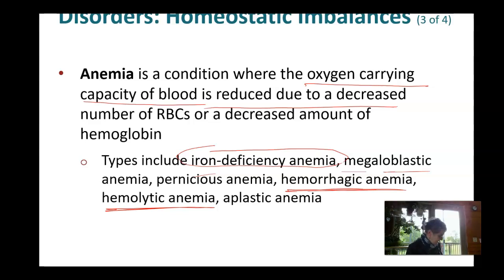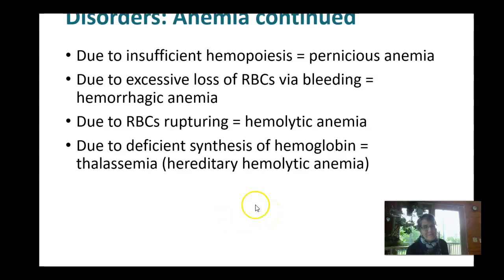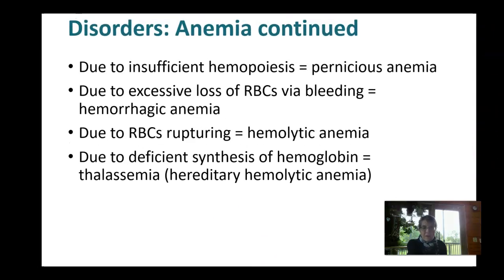So what is aplastic anemia? Aplastic anemia is when your red bone marrow is being destroyed for whatever reason: toxins, radiation, or just certain medications. Thalassemia is a genetic disorder affecting the hemoglobin, kind of like sickle cell, but not as drastic.